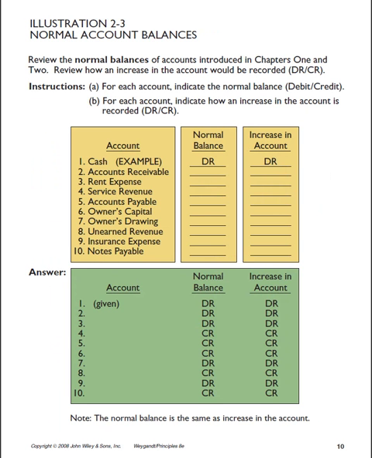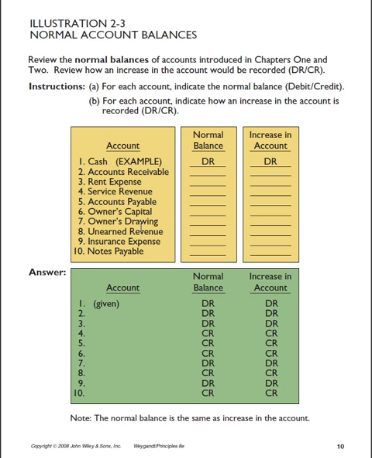Here we have normal account balance, which is basically what we just went over. For each account, indicate the normal balance, whether it be a debit or a credit. So accounts receivable, we have a debit. Rent expense, we have a debit, would be the normal increase. Service revenue, normal balance will be a credit. Accounts payable, normal balance will be a credit. Owner's capital, normal balance is a credit. That's because we increase these three with a credit: service revenue, accounts payable, owner's capital.